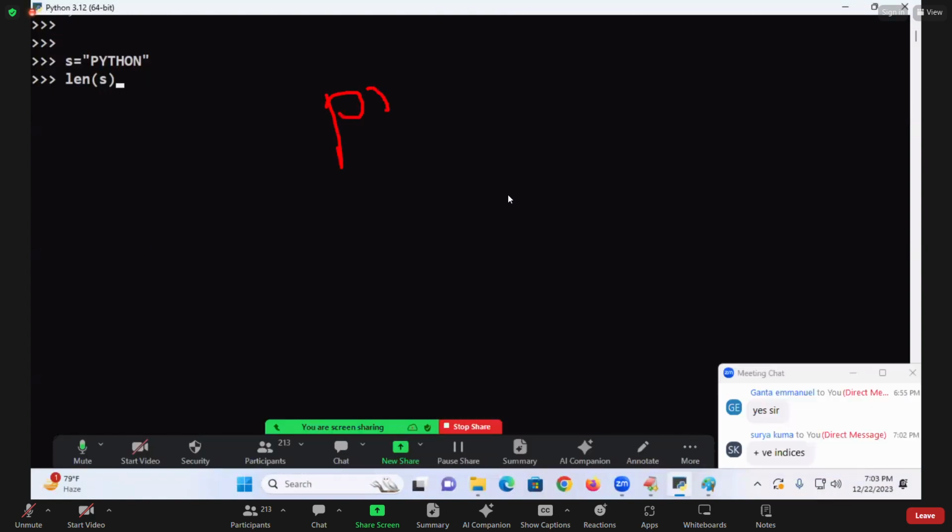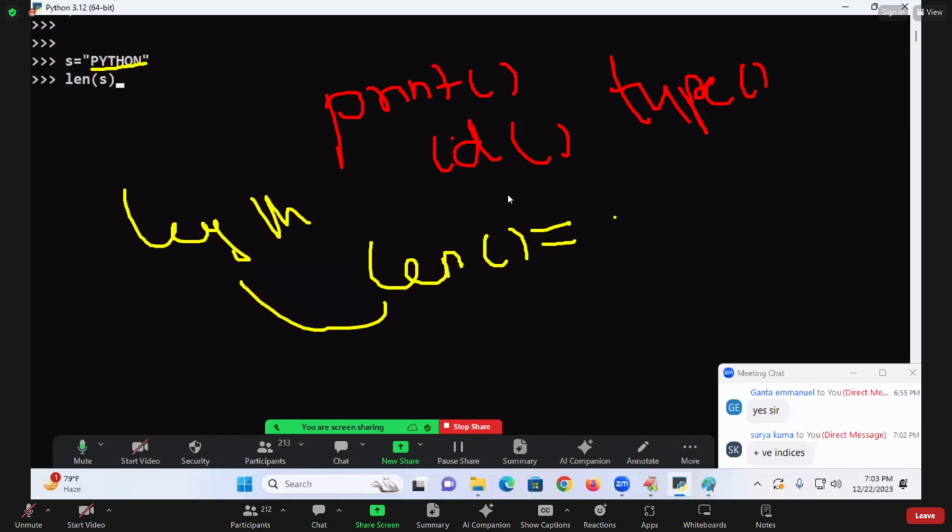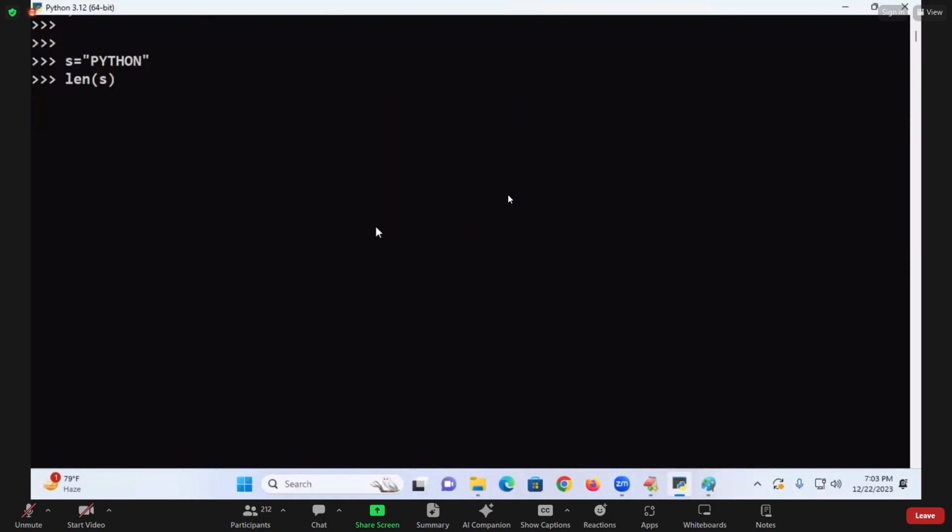Please come to that. S is equal to Python. To find the number of characters in the string, there is a function called len of S. Len of S will give you the number of characters. Like the print function displays the result, the id function gives the address, the type function gives the data type. Today we are learning the len function. Len stands for length. It gives the number of characters in the str. How many will it give? 6.